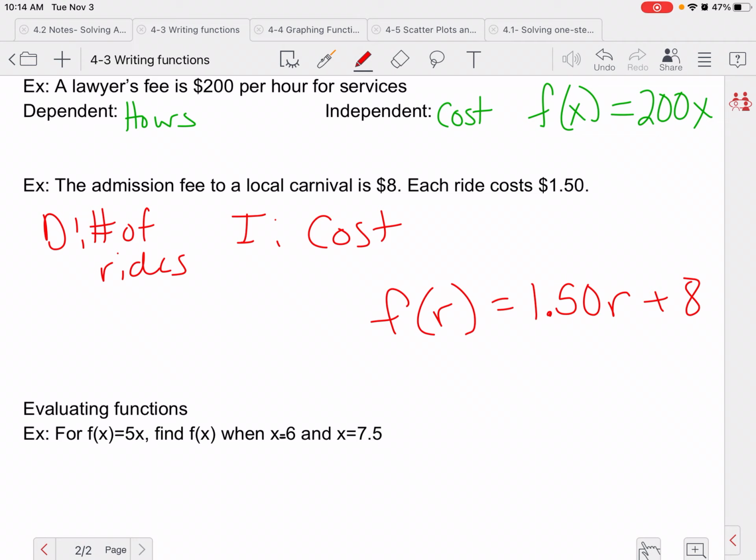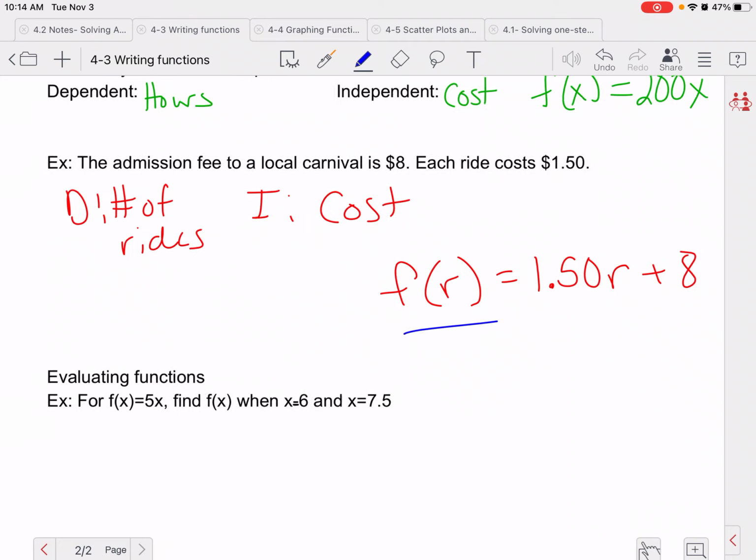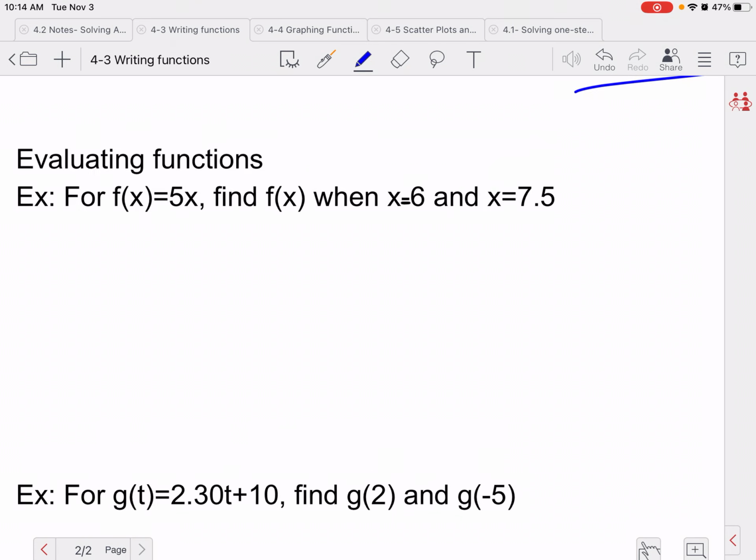All right, now this is where the important things happen with f of x and why we use f of x, or f of r in this case. So, evaluating functions. We have this function f of x equals 5x, and we want to find when x equals 6 and when x equals 7.5. So we want to say, what is f of 6? I know x is going to equal 6, so I'm going to put a 6 here. In the rest of the problem, wherever I see an x, I'm going to put a 6. So I'd have 5 times 6, because I have an x here.